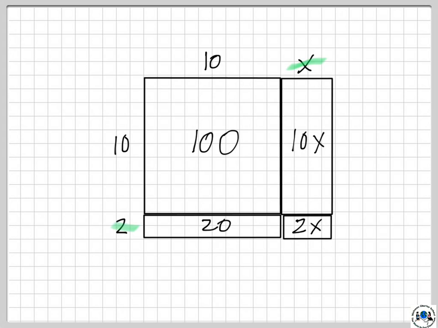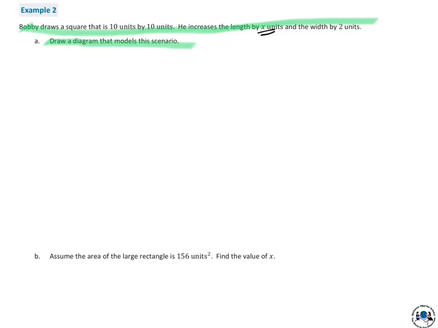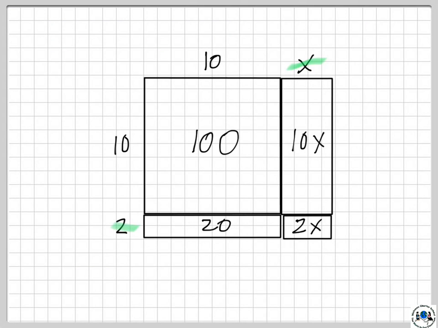Okay, so what I want you to do now here is this part b, and it says assume the area of the rectangle is 156 square units. Now find the value of x. Find the value of x. What we're asking here is how much was this square extended in length? We're going to solve for that x.